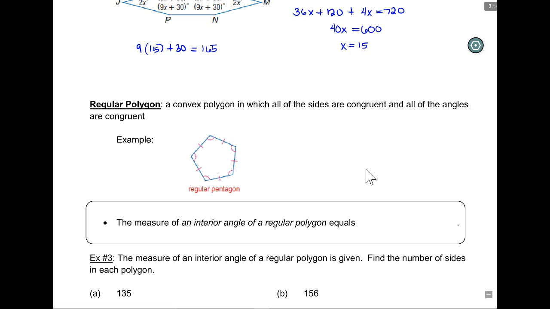All right, next we have a regular polygon. So the definition of a regular polygon, first of all, it must be convex, and all the sides are congruent and all the angles are congruent. So an easier way to say this would be it has to be equilateral and equiangular. Here's a regular pentagon, so we can see all the sides are congruent, all the angles are congruent. You want to think about what would be a regular quadrilateral? Well, that would be a square. That's another example, right? All the angles are congruent and all the sides are congruent. So those are examples of regular polygons.